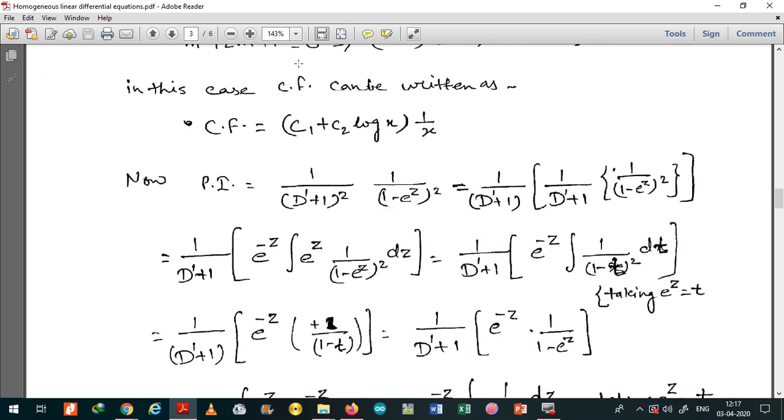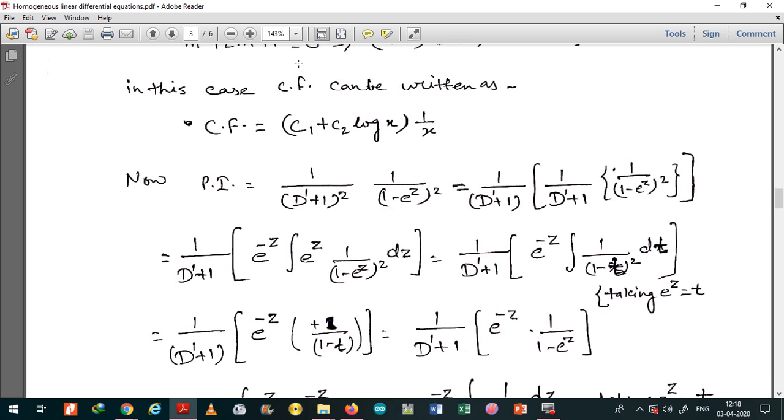And here we apply the formula: 1 upon (d minus alpha) of phi x is equal to exponential alpha x times the integration of exponential minus alpha x phi x dx. Similarly, using this formula, it converts into 1 upon (d dash plus 1) of exponential minus z times the integration of exponential z into 1 upon (1 minus exponential z) square dz. Now, to solve this integration, first we assume exponential z is equal to t and replace it in the integration. We find integration of 1 upon (1 minus t) whole square dt.